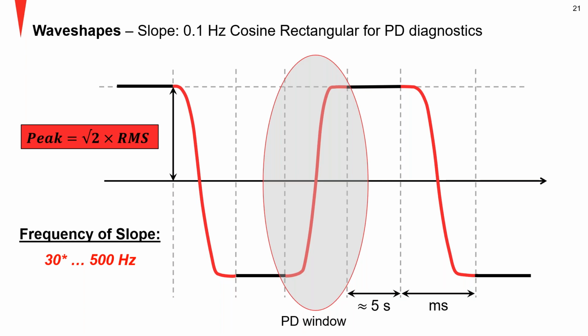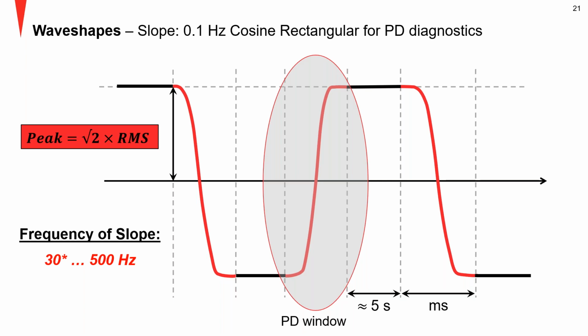That waveform was the original waveform for VLF testing, first available in 1986. Since then, for more than 35 years now, we have had VLF testing. And it can be used for PD testing as well.